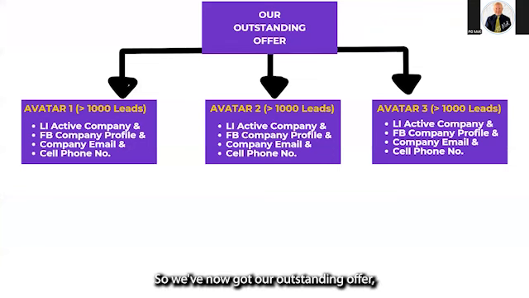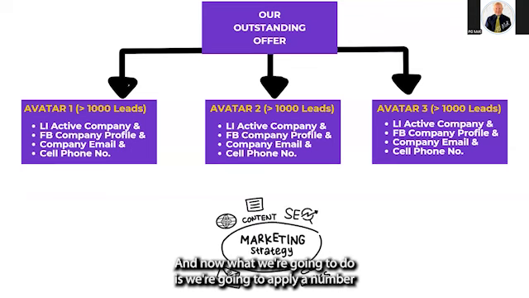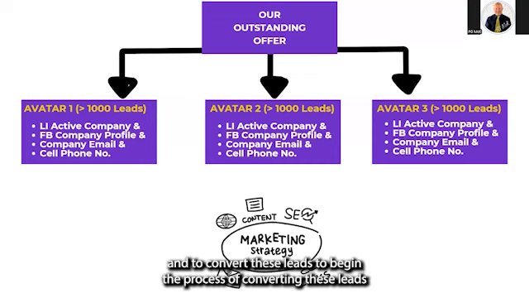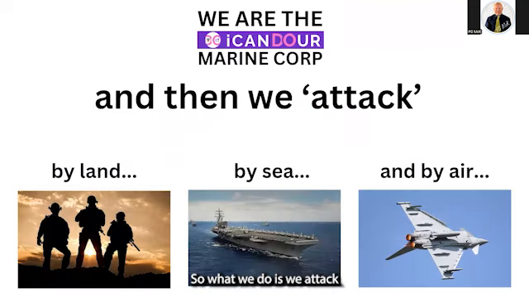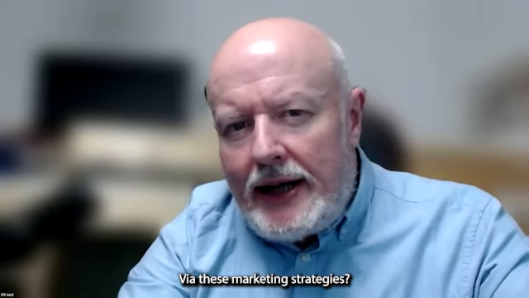So we've now got our outstanding offer, and we've now got our 1,000 leads for each one of our 3 avatars, in other words, our ideal targeted prospects. And now we're going to apply a number of different proven marketing strategies to begin the process of converting these leads into high ticket clients. So what we do is we attack, and I use attack in air quotes, by land, by sea, and by air. So how do we do this via these marketing strategies?